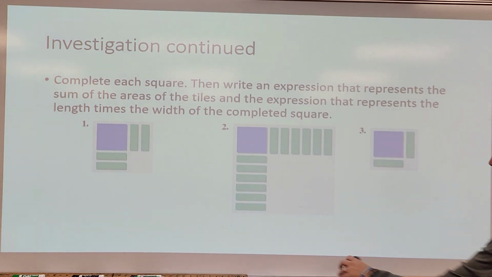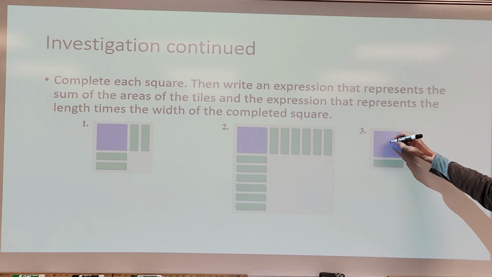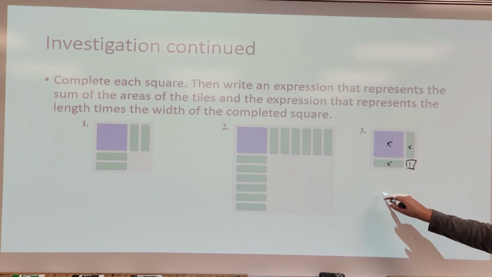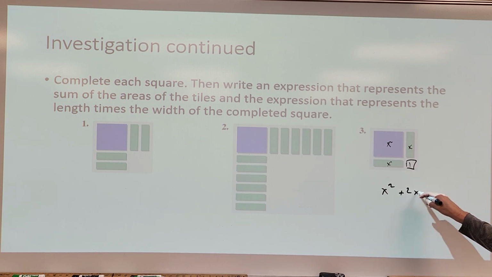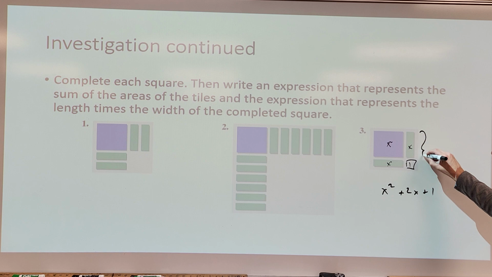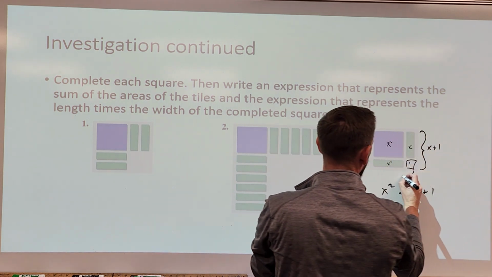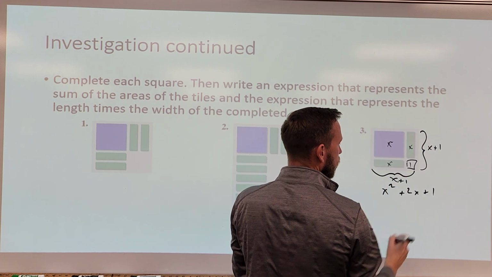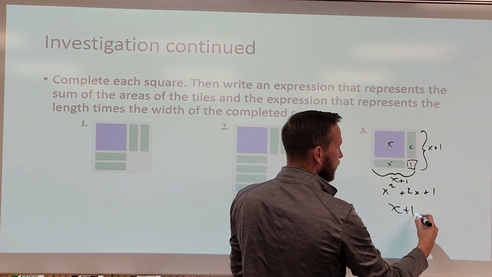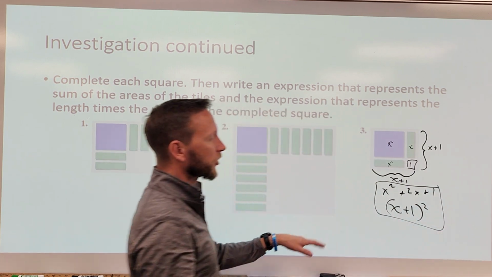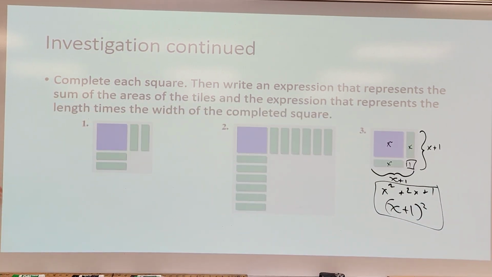All right, so I will do this one right here, which here I've got an x squared, I've got an x, I've got an x, and I've got 1. So this is x squared plus 2x's and 1. That's the expression here. But in factored form, this whole thing is x and 1, and this whole thing is x and 1. So we understand that this is x plus 1 times x plus 1. This expression, x squared plus 2x plus 1, can be written in factored form as x plus 1 squared.